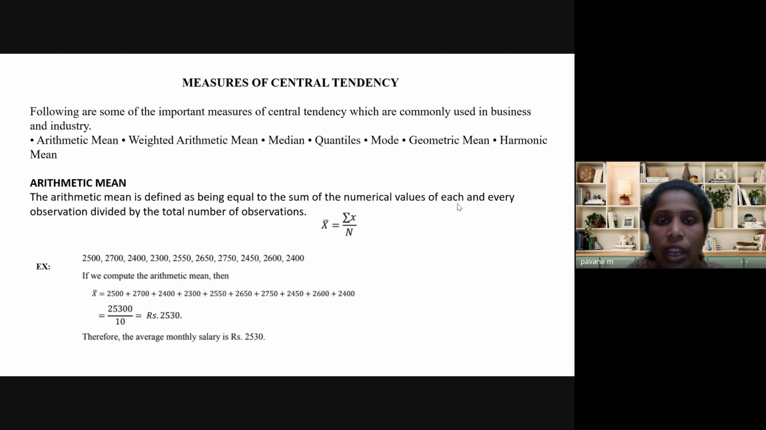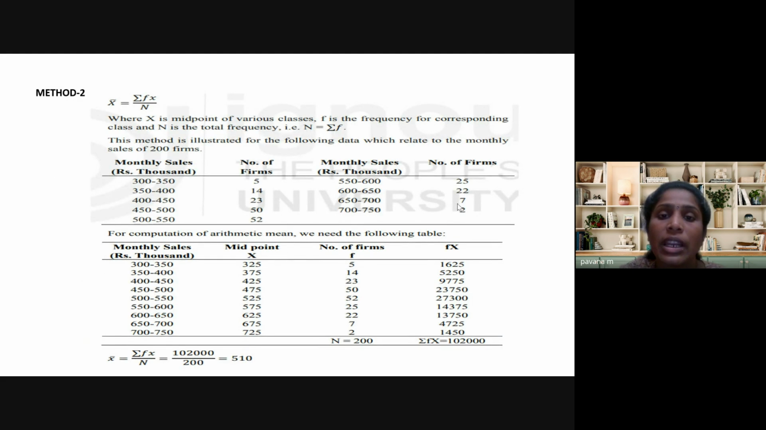Suppose the data is presented in series form, then this is the formula. Suppose that data is presented in continuous form, that means class intervals and frequency distribution, then you have to use x bar, or average. Average is represented by x bar. X bar is equal to sigma fx by n. So sigma fx by n is the formula for calculating the arithmetic mean for data represented in a continuous series.